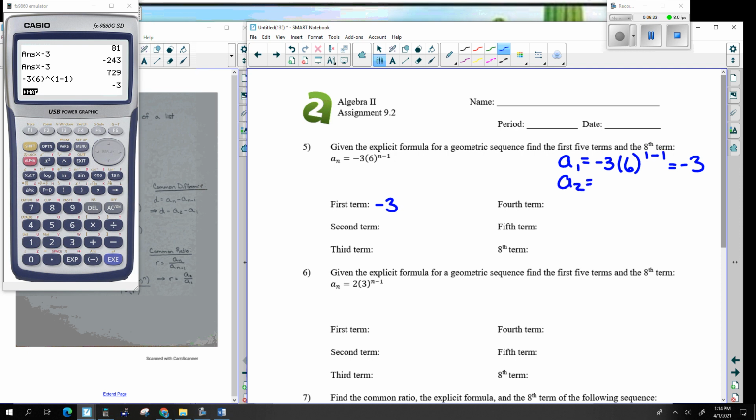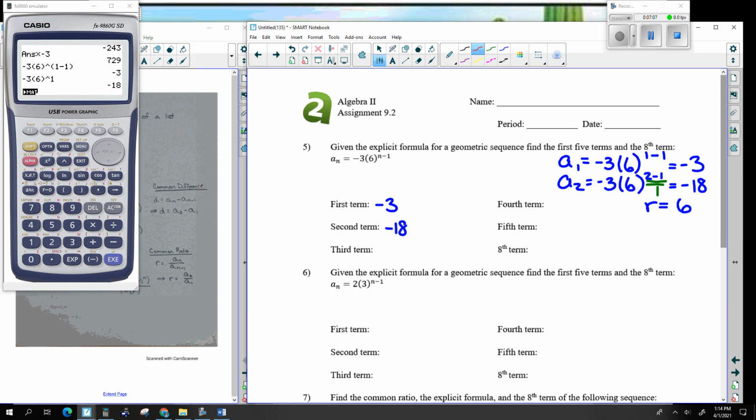Okay, the second term would be negative 3, 6 to the n minus 1. What I usually do is I do my mental math and I figure out that number. So mentally that's 1. So when I plug this into my calculator, I don't have to worry about funny business going on with this exponent, and so I just type in the exponent when it's supposed to.